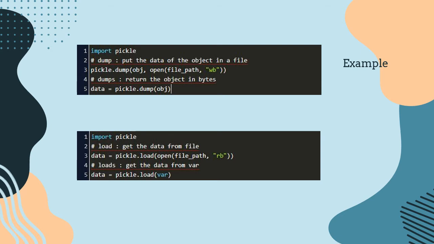Similarly, the load method is also given there. Import pickle, then data equal to pickle.load, where the particular object is assigned the data inside the binary file. Then data is equal to pickle.load(var). Whatever characters are inside the file will be loaded into data.